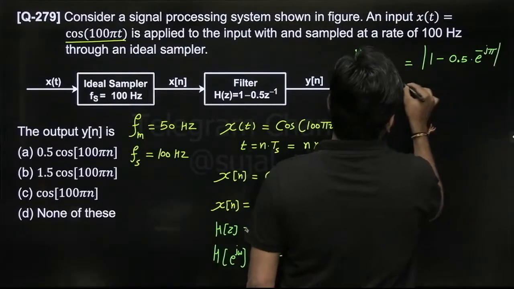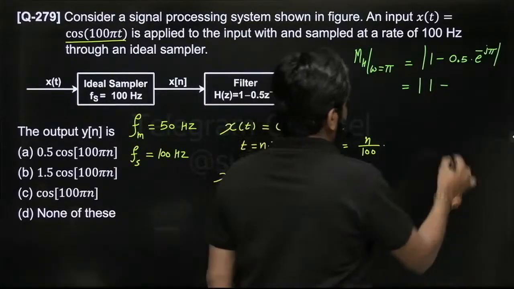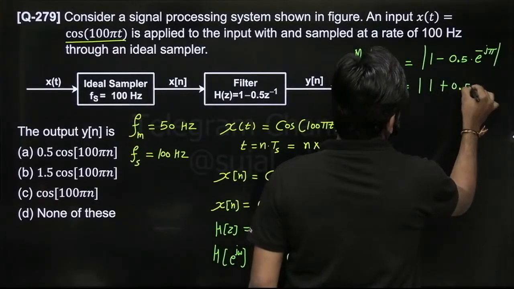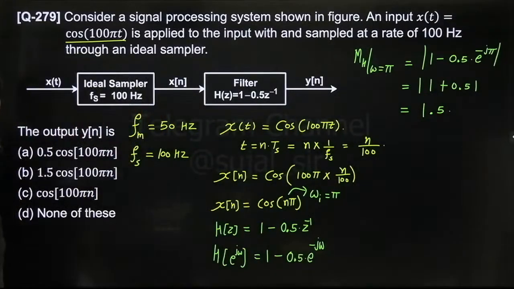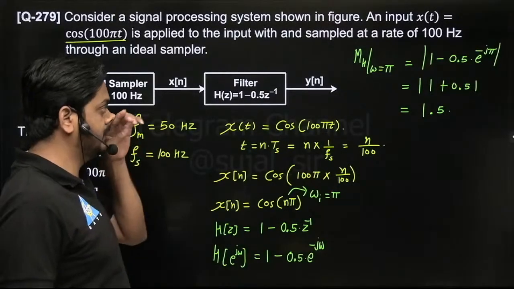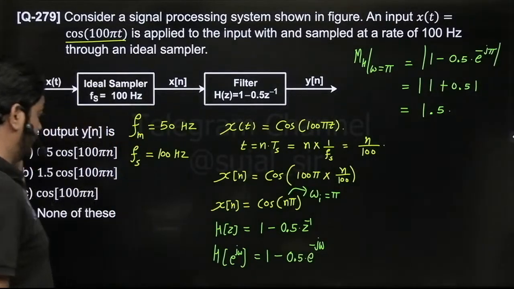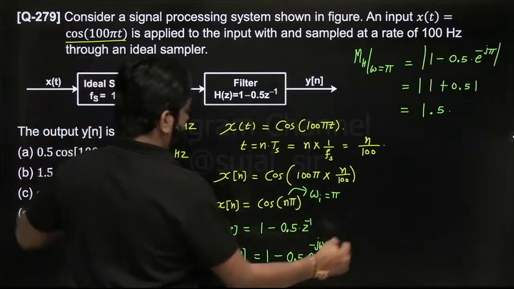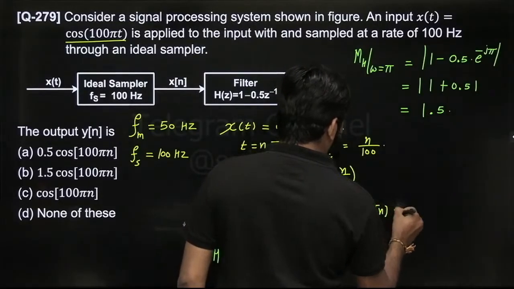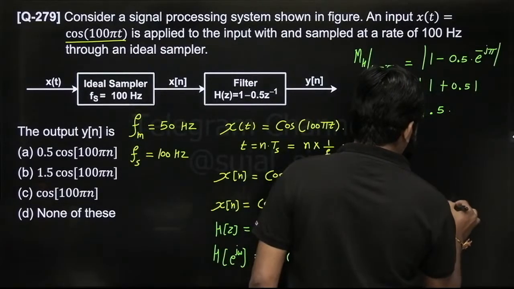Which is nothing but 1 minus 0.5 times (cos pi minus j sin pi), and cos pi is minus 1, so minus minus becomes plus 0.5. So it will be 1.5. The magnitude you are getting is 1.5. So simply this magnitude is multiplied. So what will be the output? y of n will be 1.5 into cos pi n, simple.